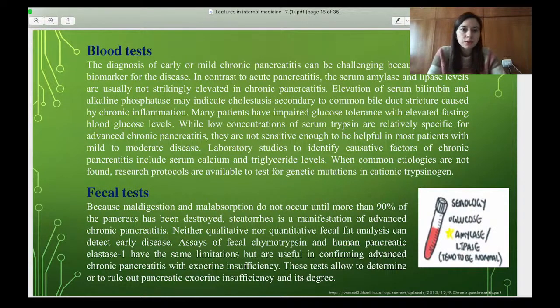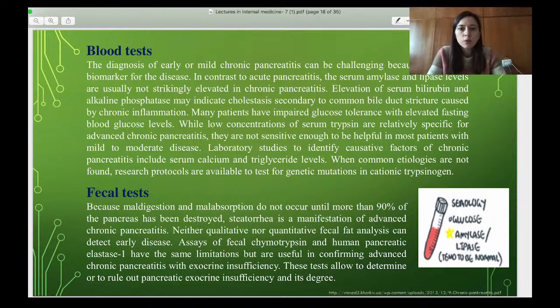And blood test. The diagnosis of early or mild chronic pancreatitis can be challenging because there is no biomarker of the disease. In contrast to acute pancreatitis, the serum amylase and lipase levels are usually not strikingly elevated in chronic pancreatitis.